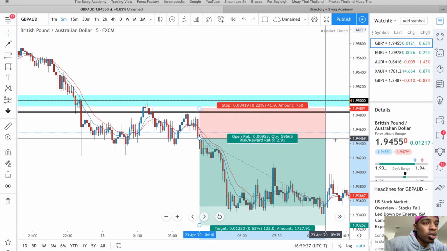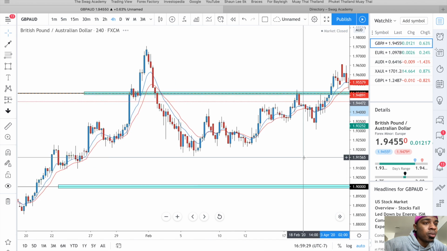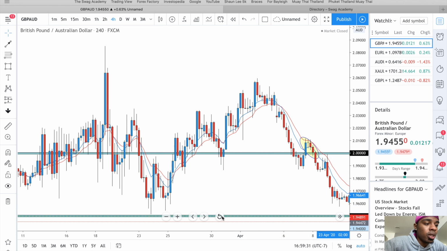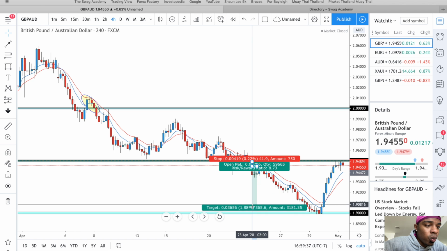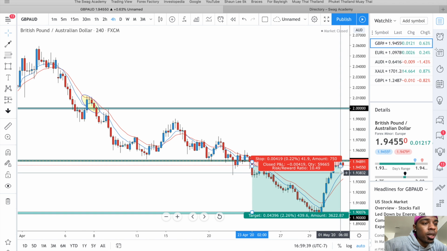Everybody knows I trade on levels. Where is the next level? Let me go back to a 4-hour time frame. You can see it clear as day. Refresh. Delete this box. Take profit way down here. That is a 1 to 10 risk reward ratio.